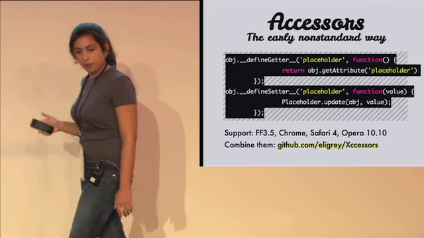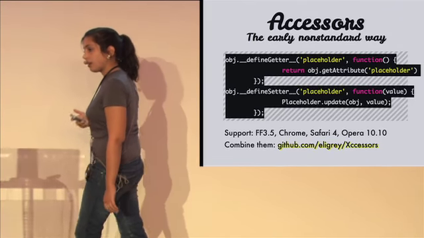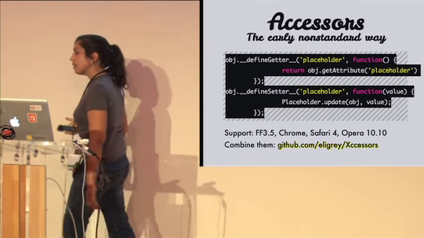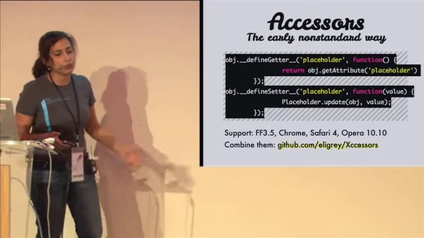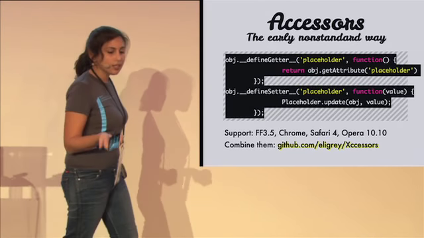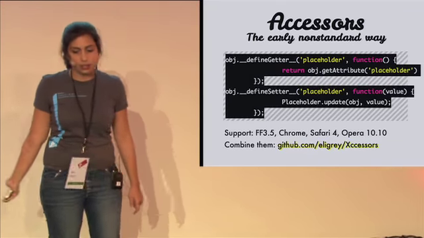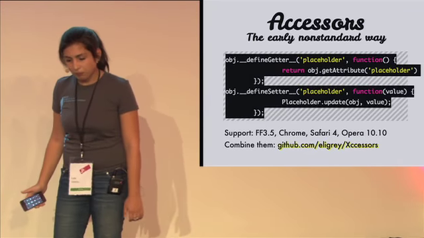This actually only allows us to set a getter and a setter. We can't control whether it's enumerable or whether it's configurable or anything. But in this case, it does what we want, and it's a good fallback.